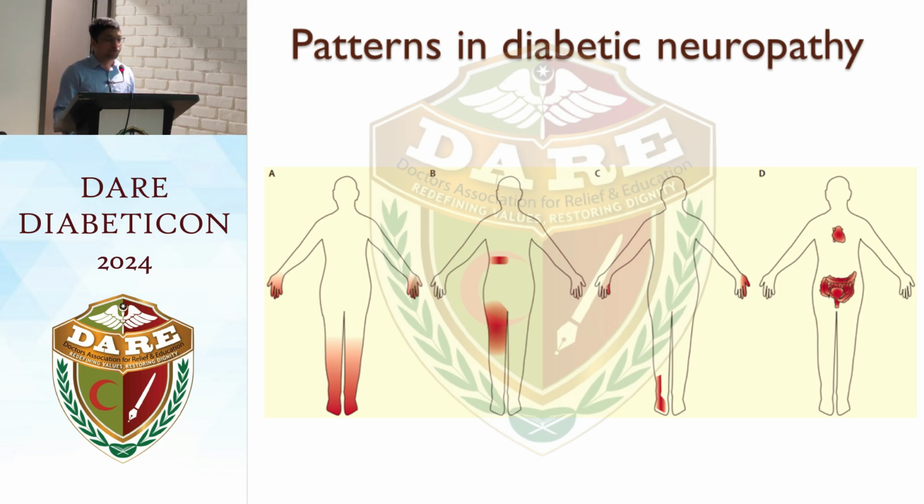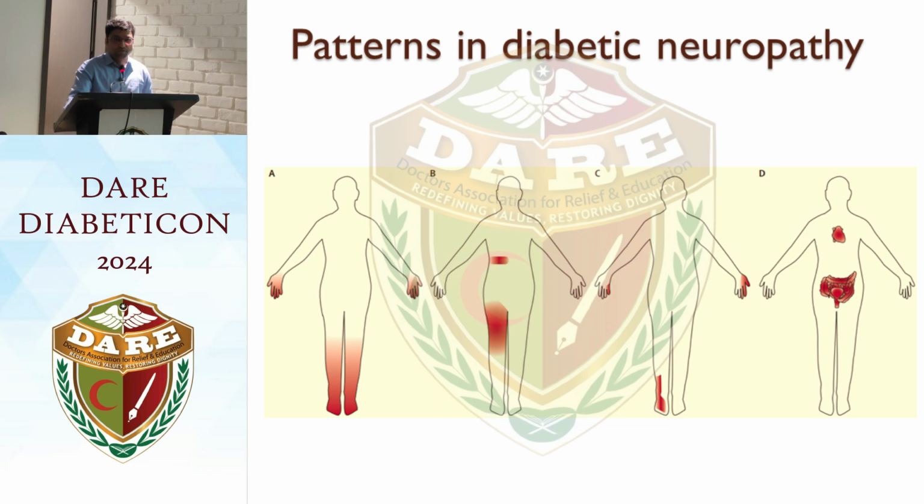Last but not the least, the fourth picture is showing basically the autonomic involvement. Here, what we call diabetic autonomic neuropathy. So here, it is showing that the majority of those cases of diabetic autonomic neuropathy will be having either cardiac or GI involvement.